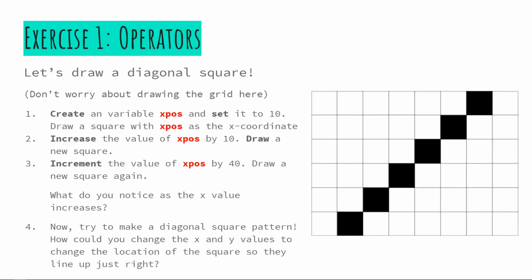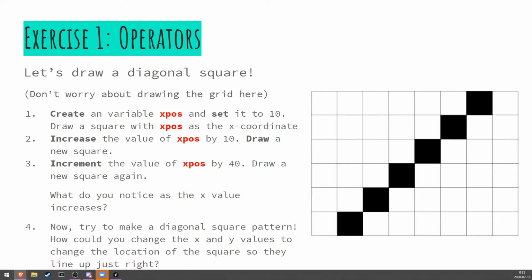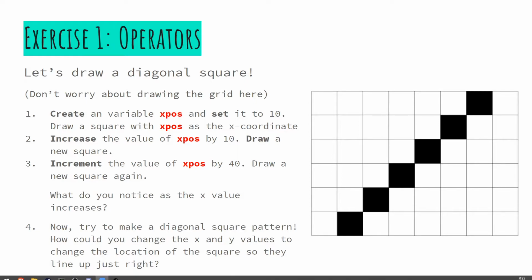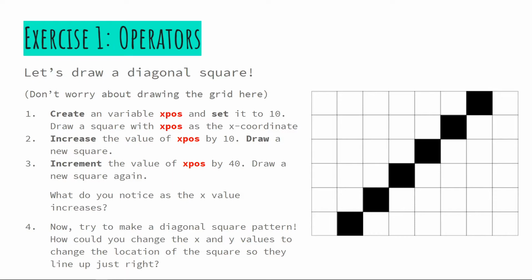You will have time for that right now, because we're getting into our first exercise for today. We'll give you about 10 minutes for this. This is the first exercise, on operators. What we would like you to do here is to create a variable, x position or x pos. You can follow the instructions, but what you're trying to do is draw a diagonal line of squares.